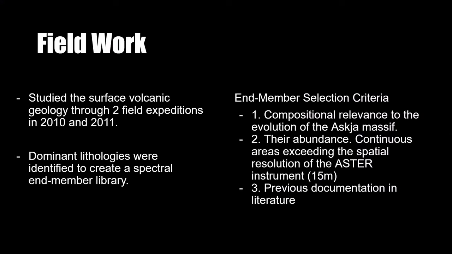So now getting into the fieldwork of the study, we can see that they went on 2 field expeditions in 2010 and 2011. And the purpose of these was to identify dominant lithologies and to create spectral end member libraries based on these. So in order to be selected as a spectral end member, you needed to have been compositionally relevant to the evolution of the Askja massif. They needed to be abundant and continuous in their physical presence, and they needed to be previously documented in literature.